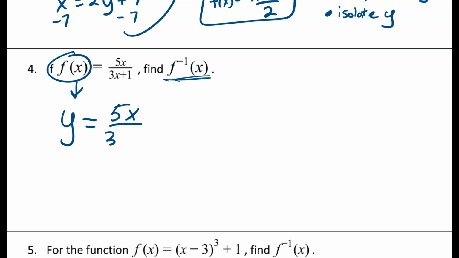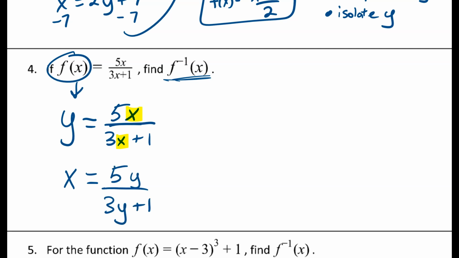And there becomes an issue here where I go to swap my x and y values. The problem is I've got x in 2 places, but the process still works. Everywhere I see a y, I'm going to write an x, and everywhere I see an x, I'm going to write a y. So that causes an issue when we're trying to isolate y, because now it's in 2 places.